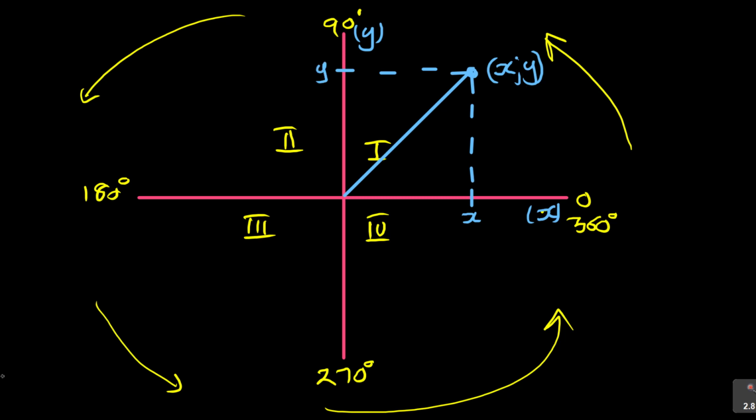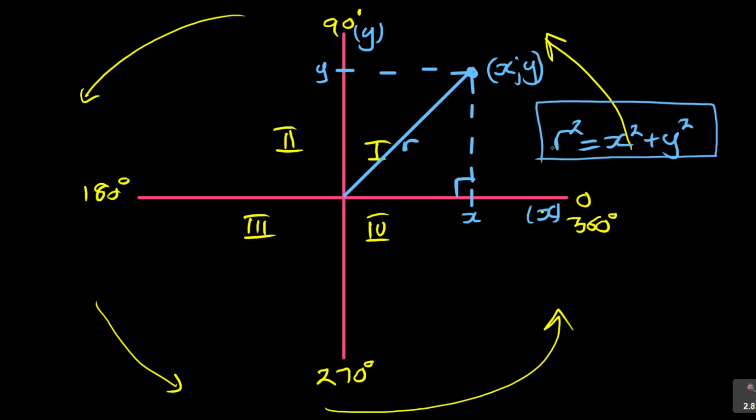They will ask you, what is this distance r? This distance r is found by using the Pythagoras theorem. So you say r squared is equal to x squared plus y squared. Remember, this is a 90 degrees angle, so you use the theorem of Pythagoras. So remember that part.